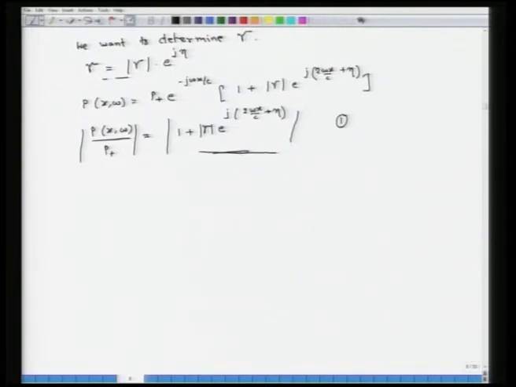So, we are plotting this term on the right side. This is the imaginary axis, this is the real axis. So, the first term here is 1. So, I plot a line whose length is 1 and it is a pure real number. So, it is coincident with the real axis. So vector OA equals 1.